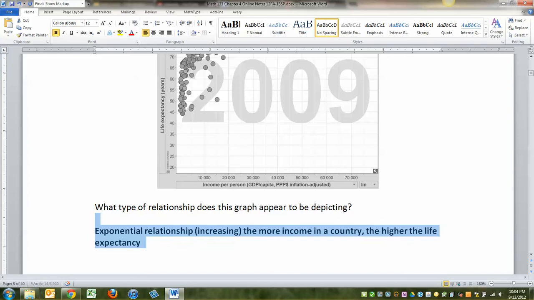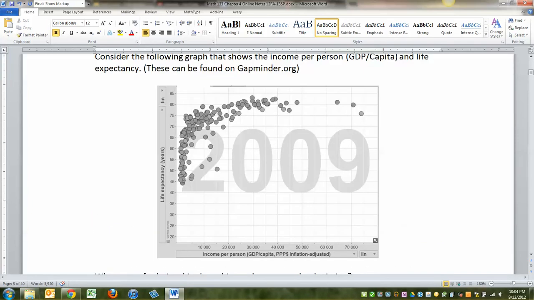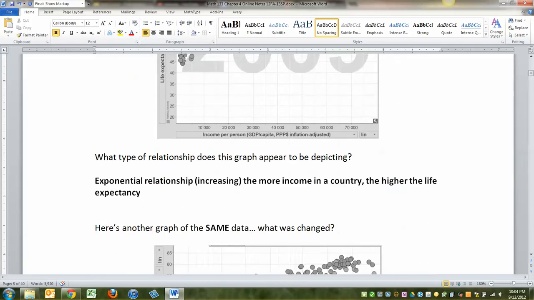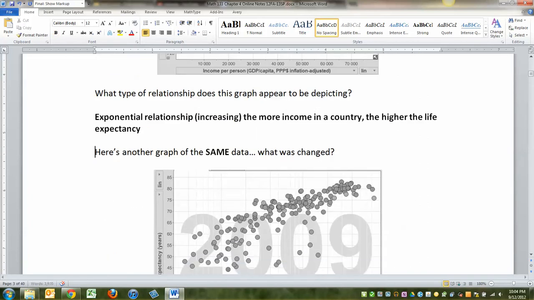All right, so there we go. So that's the kind of relationship you're seeing in that. But it's an exponential one. It's not direct. It's more arched. And you can see that a lot of these countries are packed in down here. We'll talk about that right here.